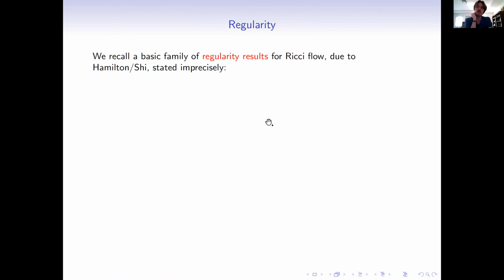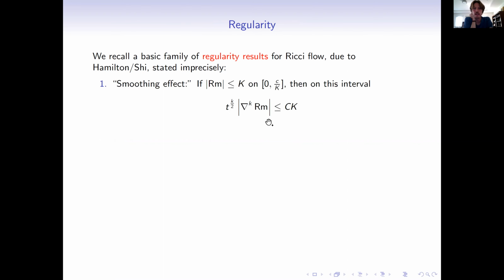Right. And then last time we spent a little bit of time discussing these basic regularity results, and I'll spend a bit more time today talking about this basic circle of ideas for Ricci flow. First we have the so-called smoothing effect for Ricci flow. Again, the statement I give here is not completely precise, but basically if the curvature is bounded by a constant k on some interval of the form 0 to c over k, then on this interval all the derivatives of curvature become bounded in this particular way: t to the k over 2 times the norm of the kth derivative of the curvature tensor is bounded above by a constant of the same size as this k.